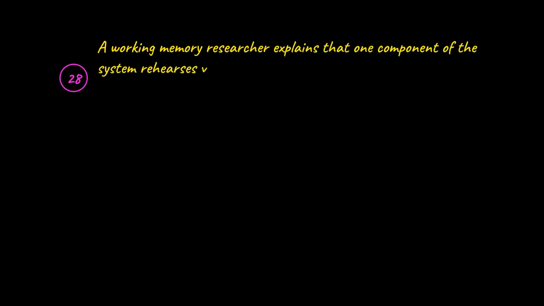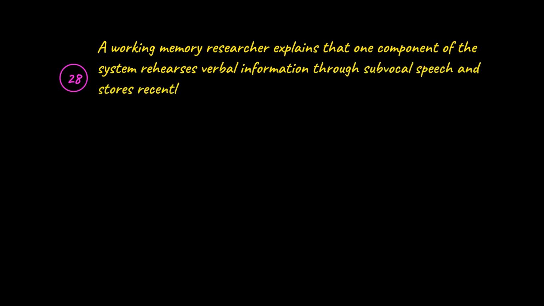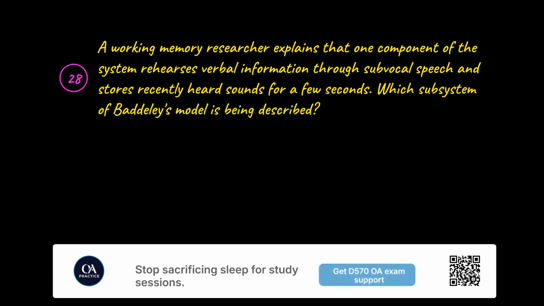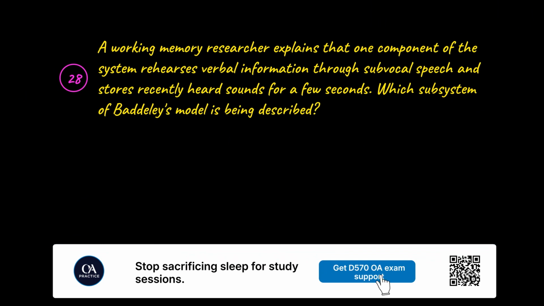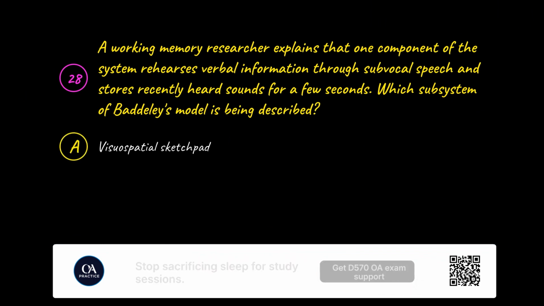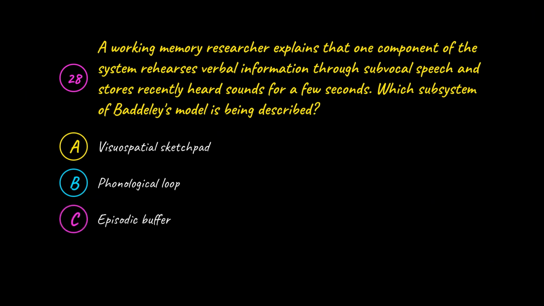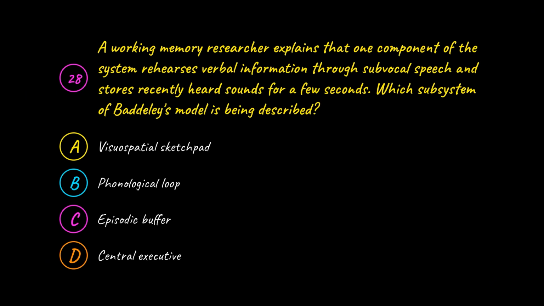Question 28. A working memory researcher explains that one component of the system rehearses verbal information through subvocal speech and stores recently heard sounds for a few seconds. Which subsystem of Baddeley's model is being described? Your options are A. Visuospatial sketchpad, B. Phonological loop, C. Episodic buffer, D. Central executive. What's your answer? Commit to one before I continue.